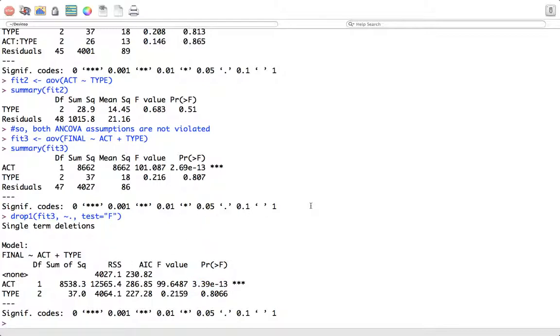So, what we've got going on here is a couple of things. We've got non-statistical significance across the type, but we have statistical significance across ACT. Now, what does that mean to you? Okay, how do you write something like that up? So let's see.